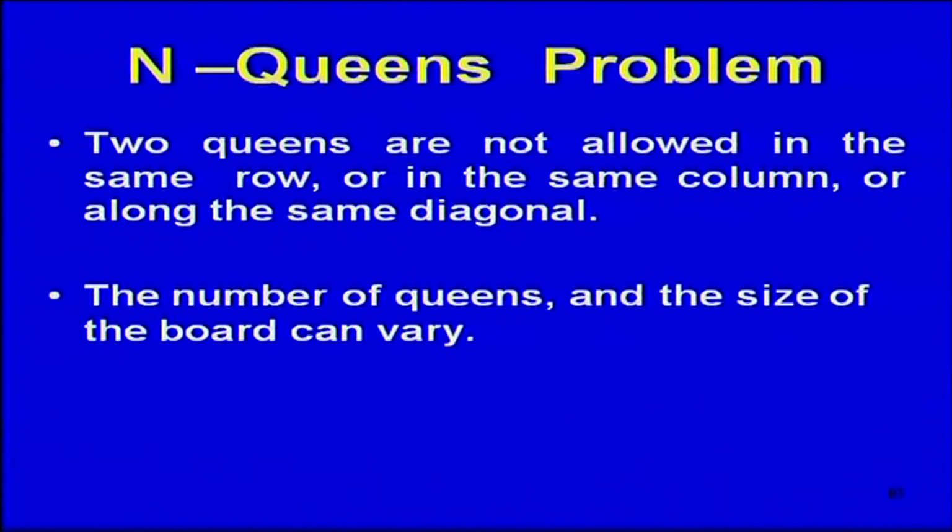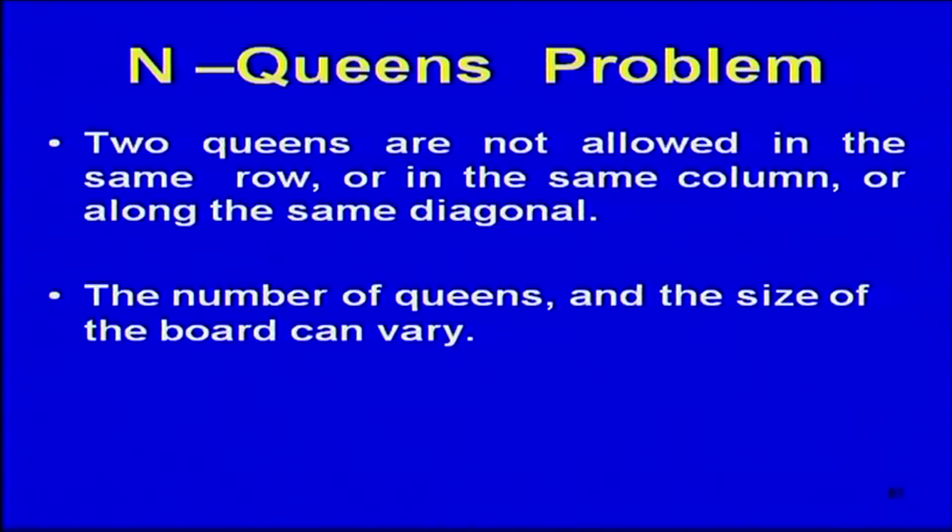So, the problem is this: 2 queens are not allowed in the same row or in the same column or along the same diagonal. So, that is the idea. The number of queens and the size of the board can vary. Normally, you solve this problem for an n-queens problem. We are going to take a simple example and show you, but basically you can solve it for any number of queens.